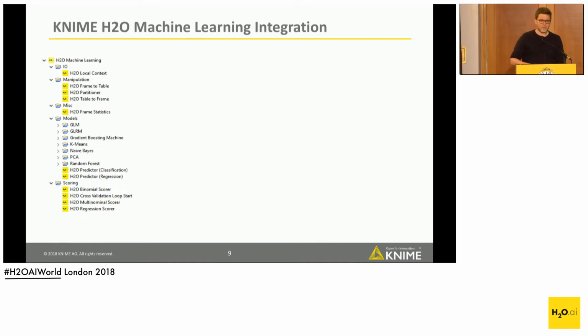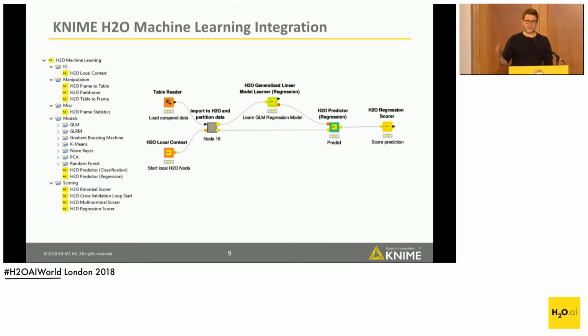This list is a bit outdated. We have more. We now also have support for MOJOs. You can read in MOJOs. You can write out MOJOs. You can read MOJOs and deploy them on Spark. I will talk about that in a second. But this is showing most of it here.